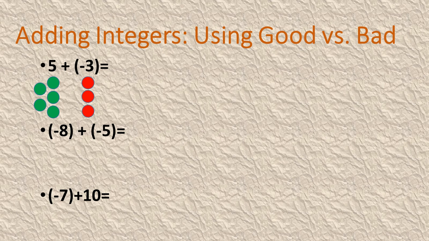But what we notice is that if we have a good one and a bad one, they can cancel each other out. So if we look here, this red one here will cancel out this green one here. This one will cancel out this one, and this one with this one. So what we're left with then are 2 good. So the answer to 5 plus negative 3 is a positive 2, because there are 2 green and the green are positive.